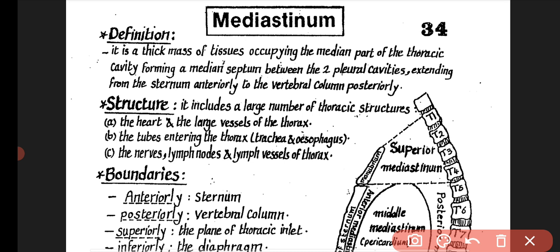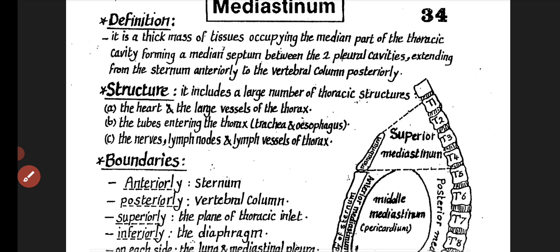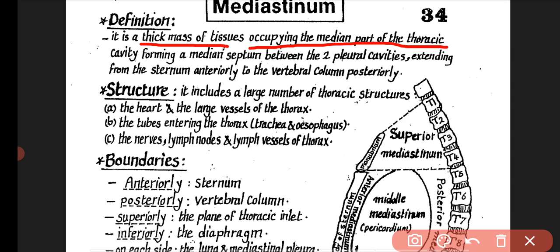What is mediastinum? Mediastinum is a thick mass of tissue occupying the median part of the thoracic cavity, forming a median septum between the two pleural cavities. The part in between the two pleural cavities is mainly known as the mediastinum.